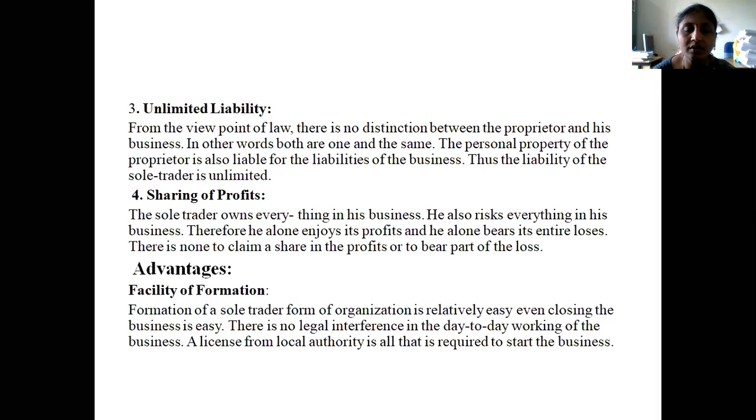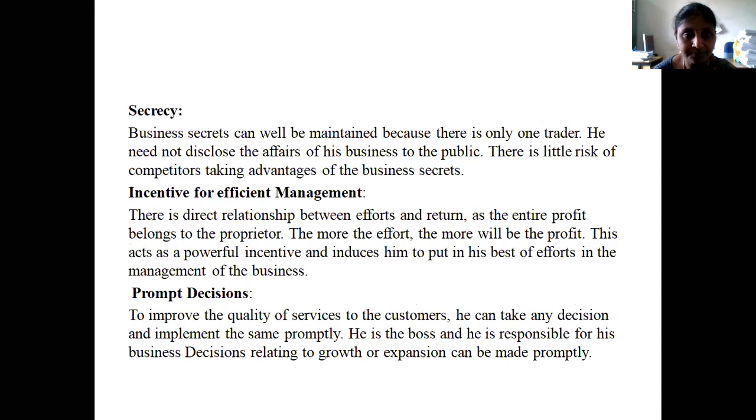See here, whenever a sole trader type or individual proprietorship business is to be handled, the formation is very easy. We don't require any legal interference in the day to day working of that business. Just what are the things we require? We need to take a license from the local authority. Is that all required for starting the business? On the legal side, if we get a license locally from the local authority, that is enough to start the business. The remaining general things are already there.